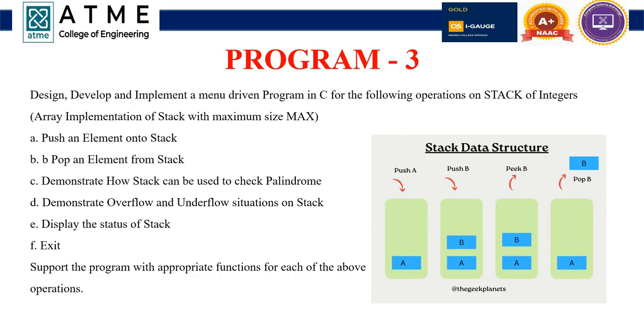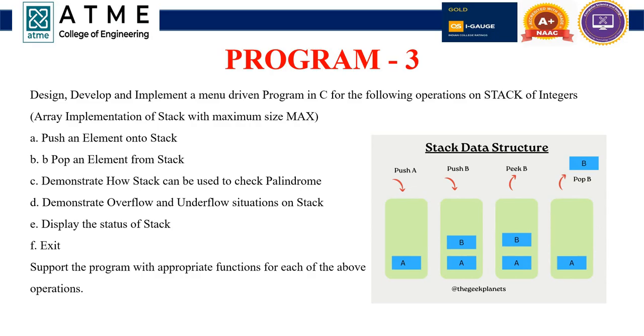The third sub question says to demonstrate how stack can be used to check a palindrome. A palindrome is a series of elements which gives the same answer when you read from left to right and right to left. To give an example, Malayalam, or mom, or dad. Dad, D-A-D. From left to right, if you read, DAD will only come. From right to left also, DAD will only come. That's how a palindrome works.